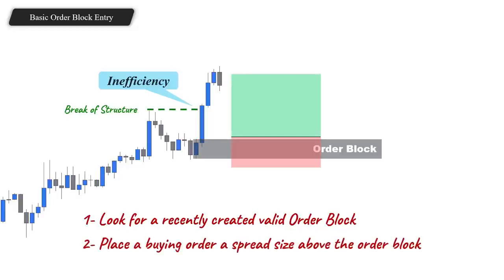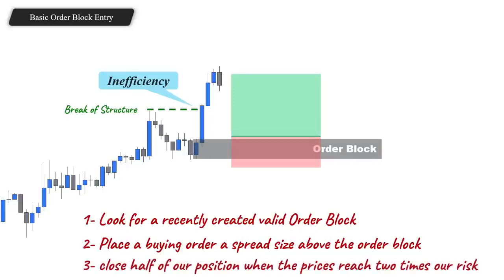We will close half of our position when the prices reach 2 times our risk. This way, even if the price drops and hits our stop loss, we are at break even. For the second target, we will aim for the next key level in front of the price. But there are several key points to make this strategy more effective and profitable.